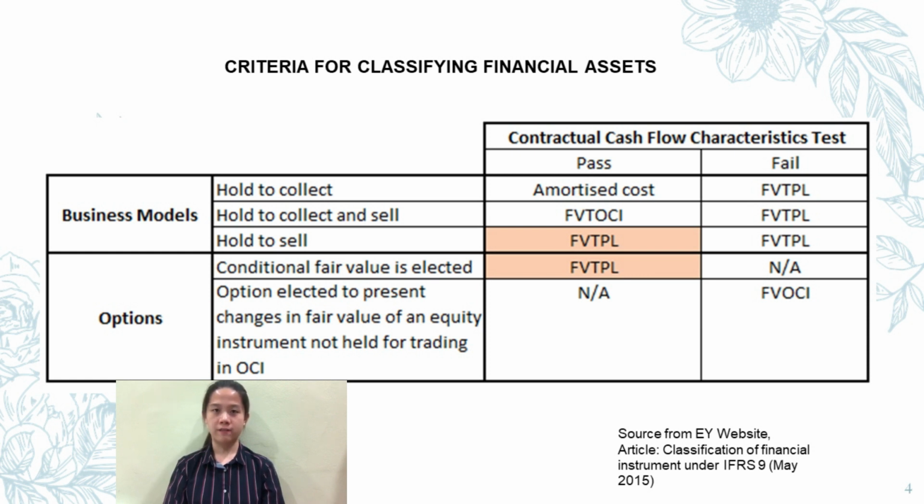If an entity holds the financial asset for trading purposes and it does not meet the criteria for the amortized cost and fair value through other comprehensive income categories, then it should be measured at fair value through profit or loss. Furthermore, there is an option for the entity to measure the financial asset at fair value through profit or loss too, when the conditional fair value option is elected, which means the financial asset of an entity is managed together with financial liabilities that are measured at fair value through profit or loss. Hence, the financial assets should be measured at fair value through profit or loss too.